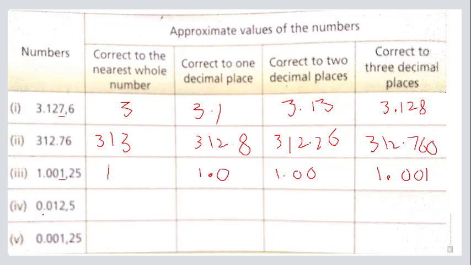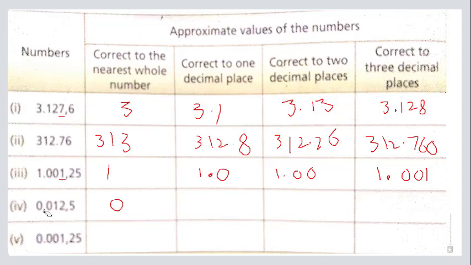Now coming to the fourth part, correct to the nearest whole number. Look out for the decimal point; to the left of this decimal point, there is 0. So we need to underline this 0, and after the 0 the next digit is also 0 which is less than 5, so 0 remains 0. You will just write 0 over here.